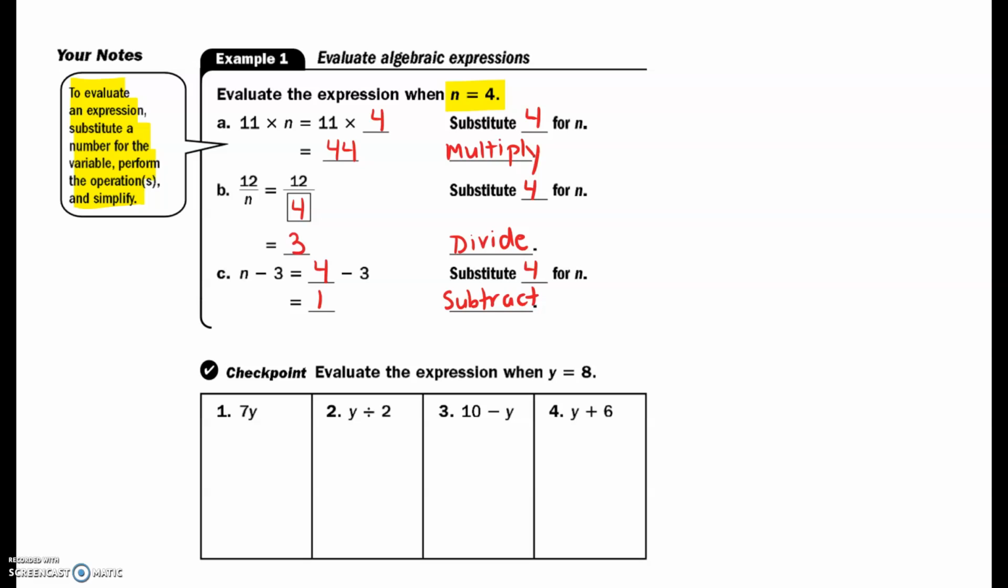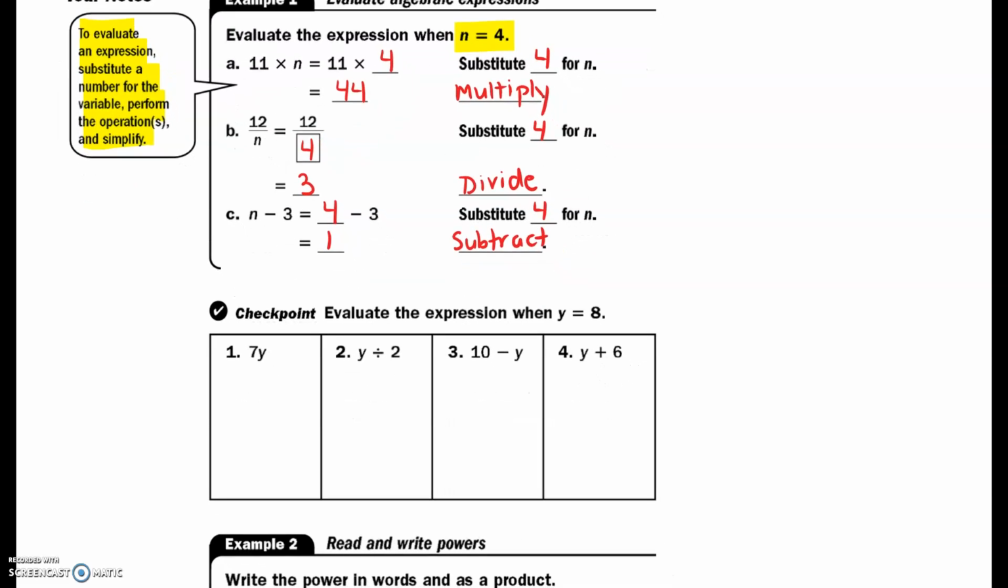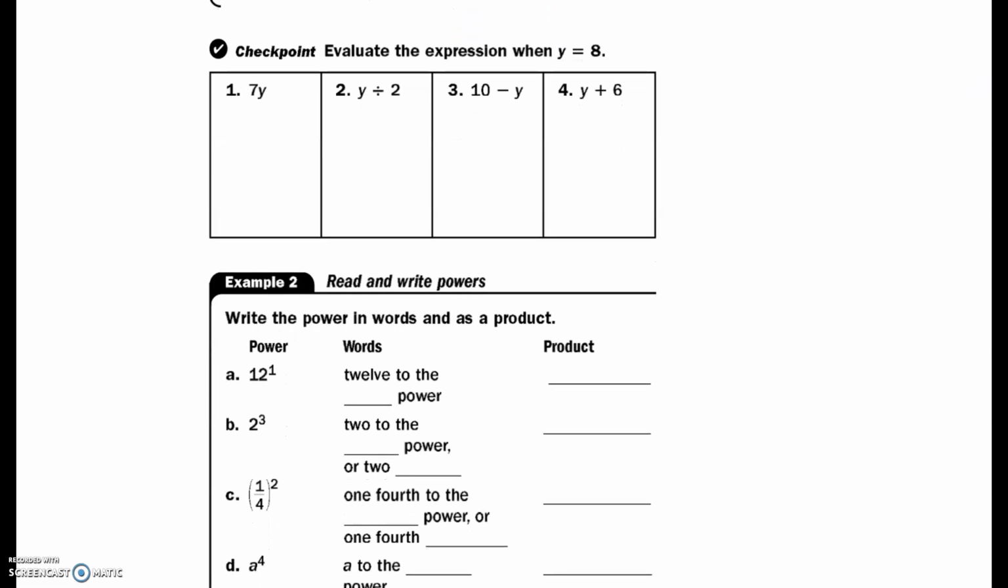We have a little checkpoint here, so if you want to pause the video and try these on your own, that would be great. Or you can watch me walk through these examples here and see if you can match my answers. So we are told y equals 8 in this case. So this would mean 7 times 8, which would give us an answer of 56.